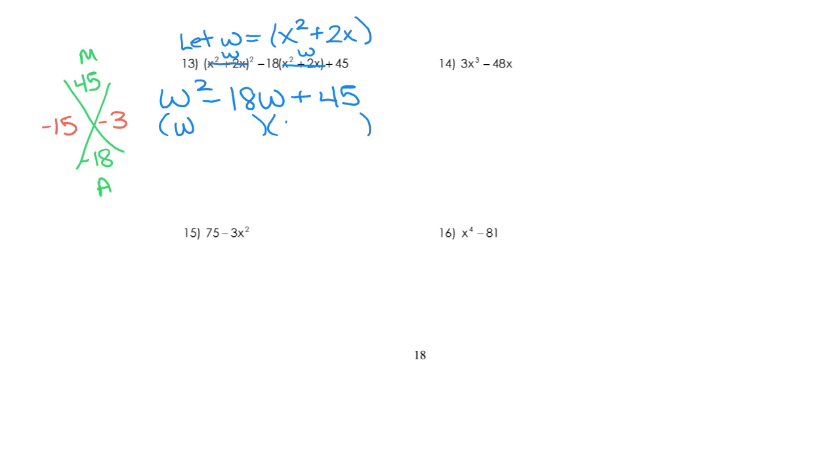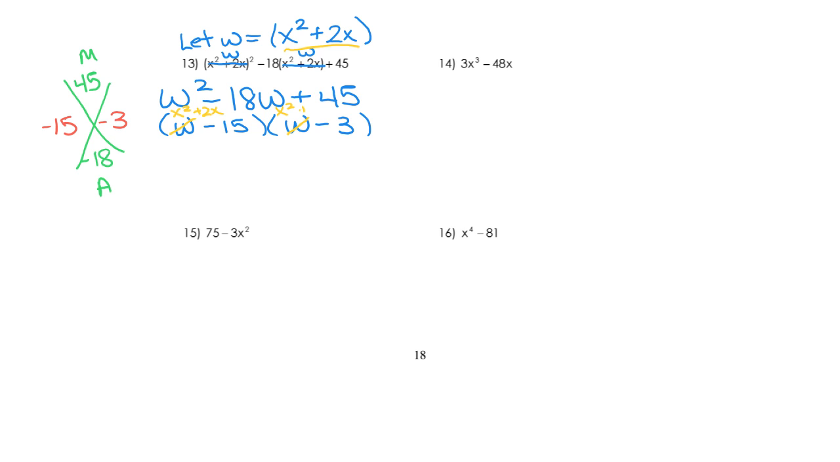W squared gets broken up into W and W. 1 with a minus 15, 1 with a minus 3. And well, a lot of people stop here, but it's too early to stop here. We have to go back and undo our substitution. Take those W's back out and go back to our expression of x squared plus 2x.